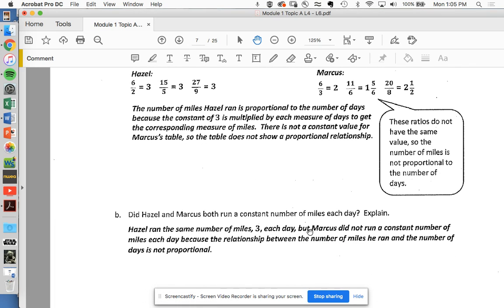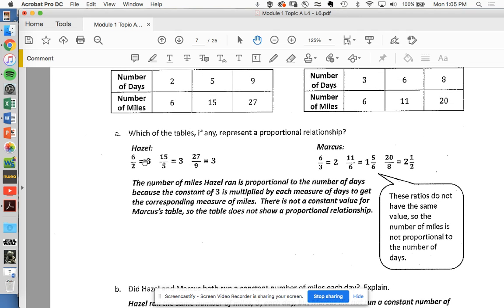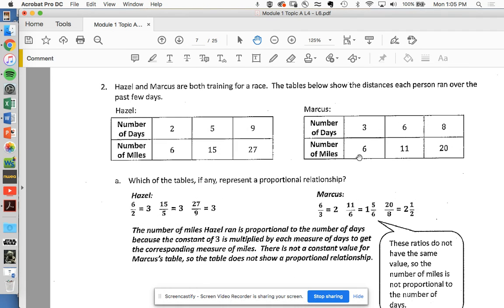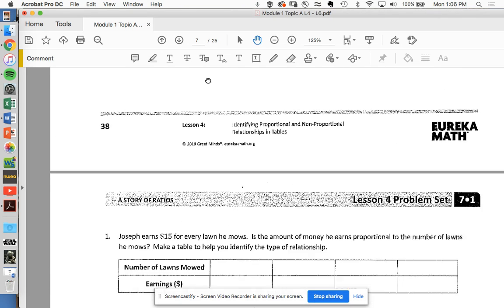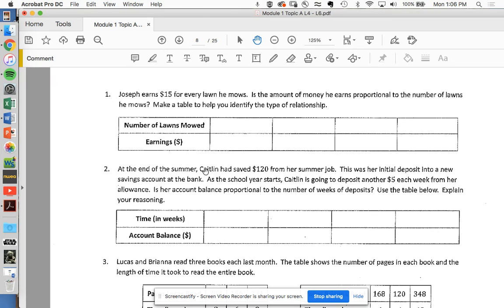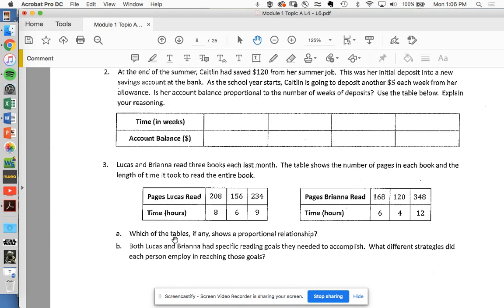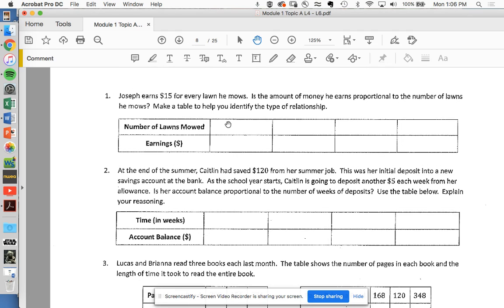Now, did Hazel and Marcus run a constant number of miles each day? Well, she did. 3 miles every day. Did he? No, his varied. Okay, so his is not a proportional relationship because he did different amounts every day. Hers is proportional. Your homework is on page 39. Is that correct? Page 39. 1, 2, 3. They say create a table, but they've already set it up for you. You got to fill it in.